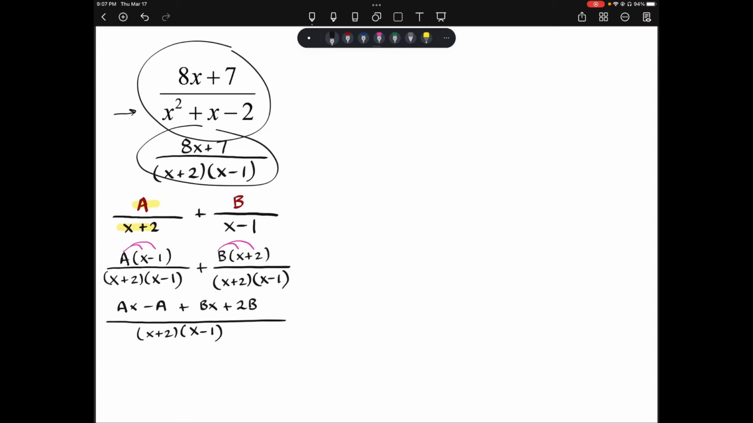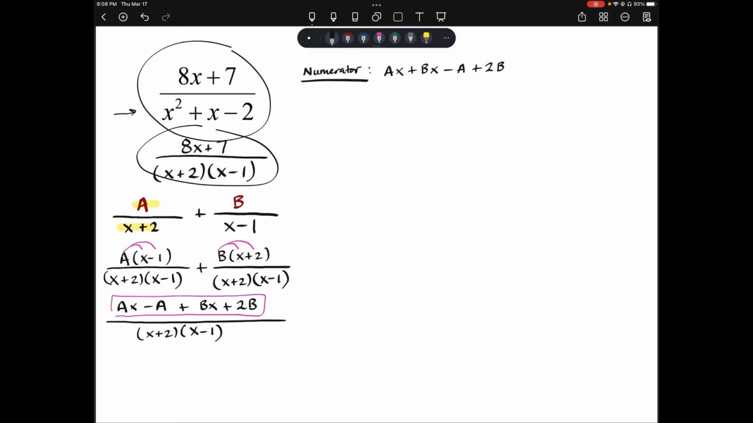All right, so now let's focus on just the numerator for a moment. So we've got this piece of it here, this ax minus a plus bx plus 2b, right? That's what we're focused on. Let's go ahead and rearrange that to get our x terms together. So we have ax plus bx, and then we have a minus a and then plus 2b.